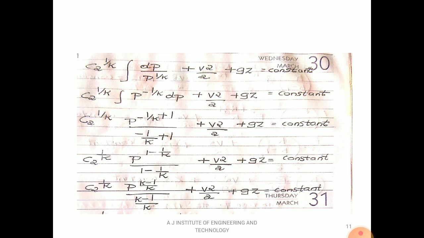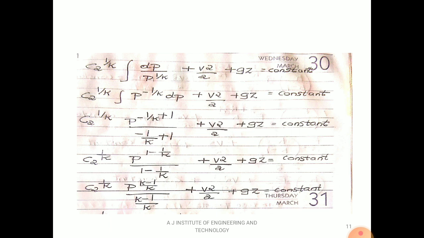So C2 to the power 1 by K into integration P to the power minus 1 by K dP plus V square by 2 plus Gz equal to constant. So integration of P to the power minus 1 by K is P to the power minus 1 by K plus 1 divided by minus 1 by K plus 1. So you can simplify now. C2 to the power 1 by K into P to the power minus 1 by K plus 1 divided by minus 1 by K plus 1 plus V square by 2 plus Gz equal to constant.